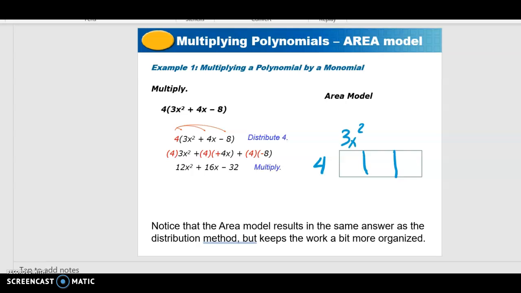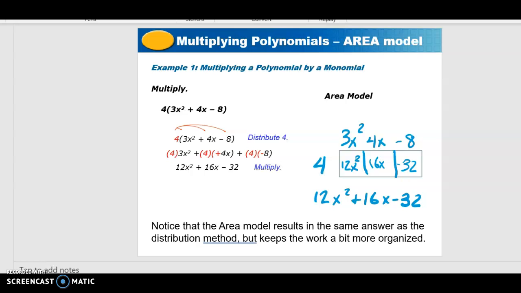This is 3x squared and a 4x and a minus 8. So let's do this together. 3x squared times 4 is going to be a 12x squared. 4 times a 4x is a 16x, and then 4 times a negative 8 is a negative 32. I bring those down: 12x squared plus 16x minus 32.